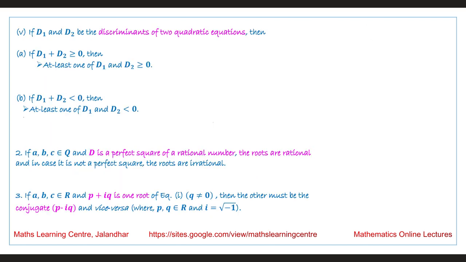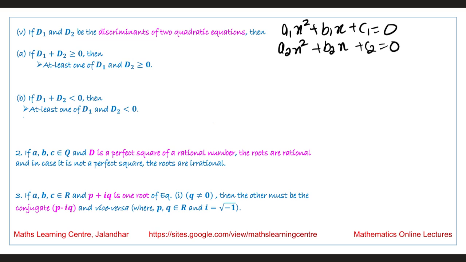Next, if d1 and d2 are the discriminants of two quadratic equations, suppose we have the equation a1 x square plus b1 x plus c1 is equal to 0, and the second is a2 x square plus b2 x plus c2 is equal to 0. The discriminant of the first equation is d1 is equal to b1 square minus 4a1 c1, and the discriminant of the second equation is b2 square minus 4a2 c2.